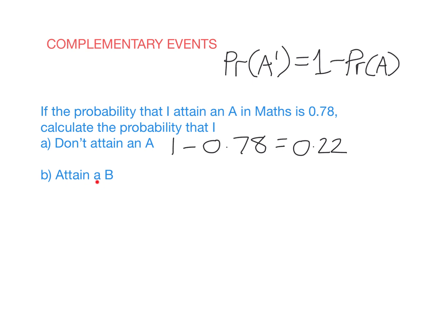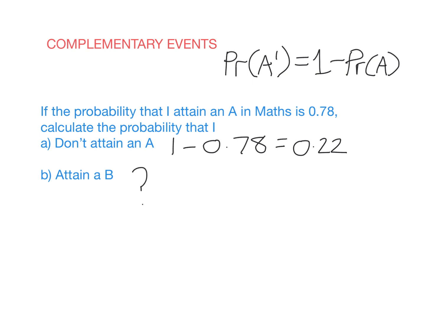So note here that attaining a B is not the complement of attaining an A. The reason is, if you don't get an A, that is not the same as getting a B, because you could get a C, a D, or whatever. So because these two events are not complements, we actually can't figure out this probability from the information given.